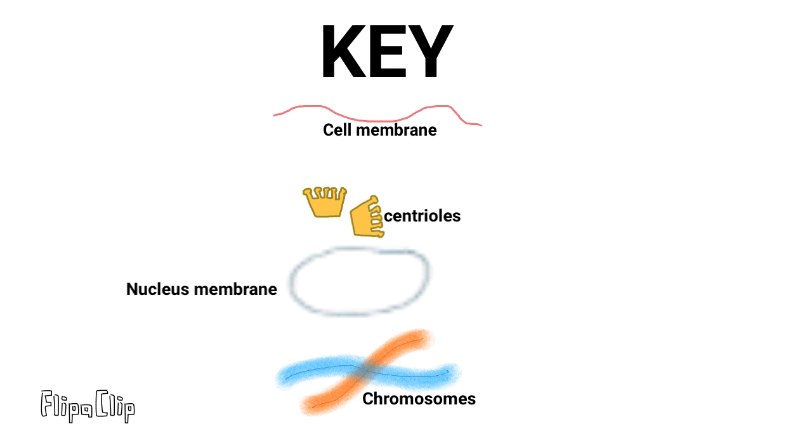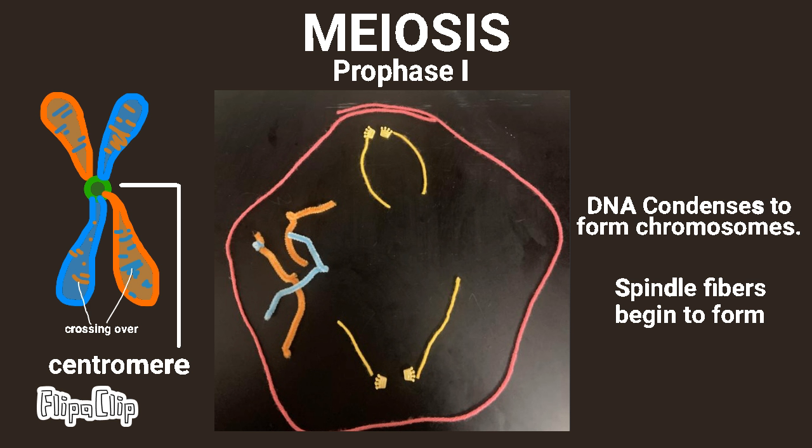Prophase 1 is considered to be the longest, most complex phase. Here, the chromosomes condense, the nucleus disappears, the spindle fibers begin to form, and crossing over begins.